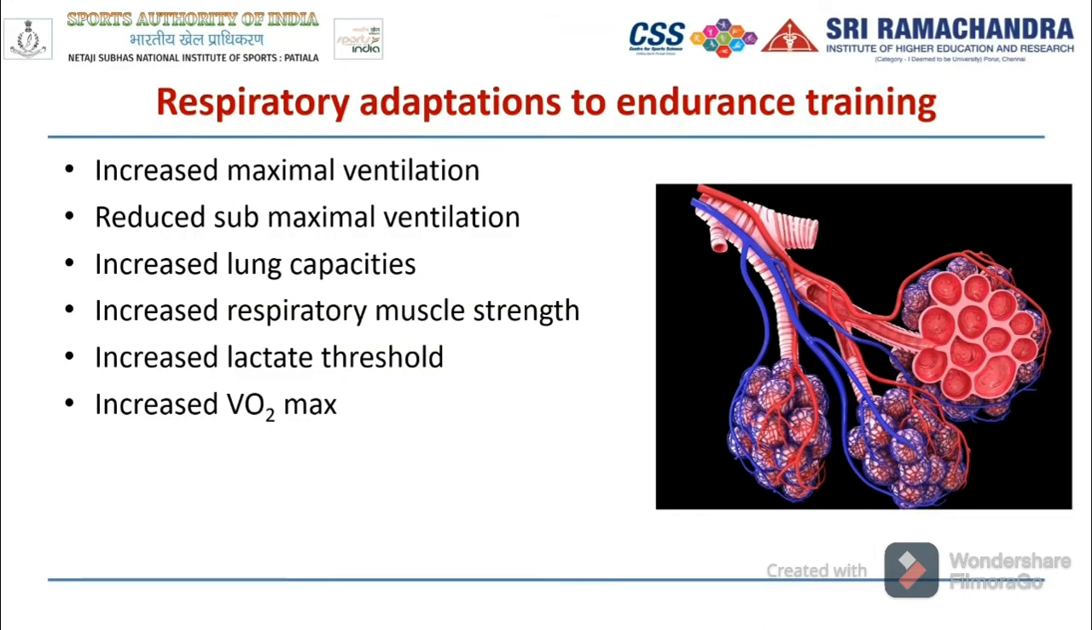Now, let us see what happens to the respiratory system on a long-term exercise, or we can see in terms of endurance training. There will be an increase in the maximum ventilation. So, a trained person will be able to ventilate at a higher rate during a maximal exercise. Also, when he is doing a sub-maximal exercise, his ventilation is reduced because that shows an improvement in the cardiorespiratory fitness of the individual.